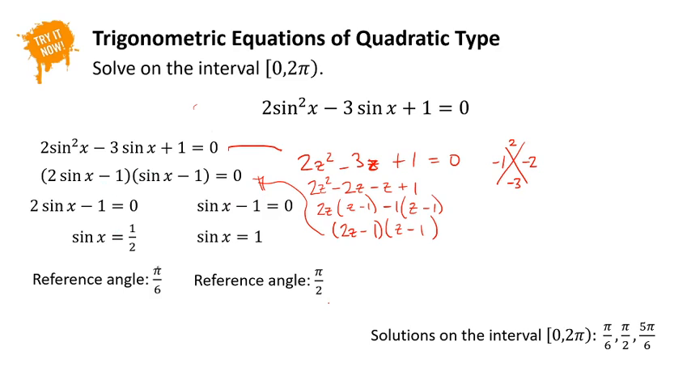Once we get to this point, that's pretty straightforward here. We have a reference angle of pi over 6 and a reference angle of pi over 2. Sine is positive here, and so that's quadrants 1 and 2. So here's the solution for quadrant 1. Here's the solution for quadrant 2. For a reference angle here of pi over 2, there's only one place in the unit circle where that's true, and that's just pi over 2.